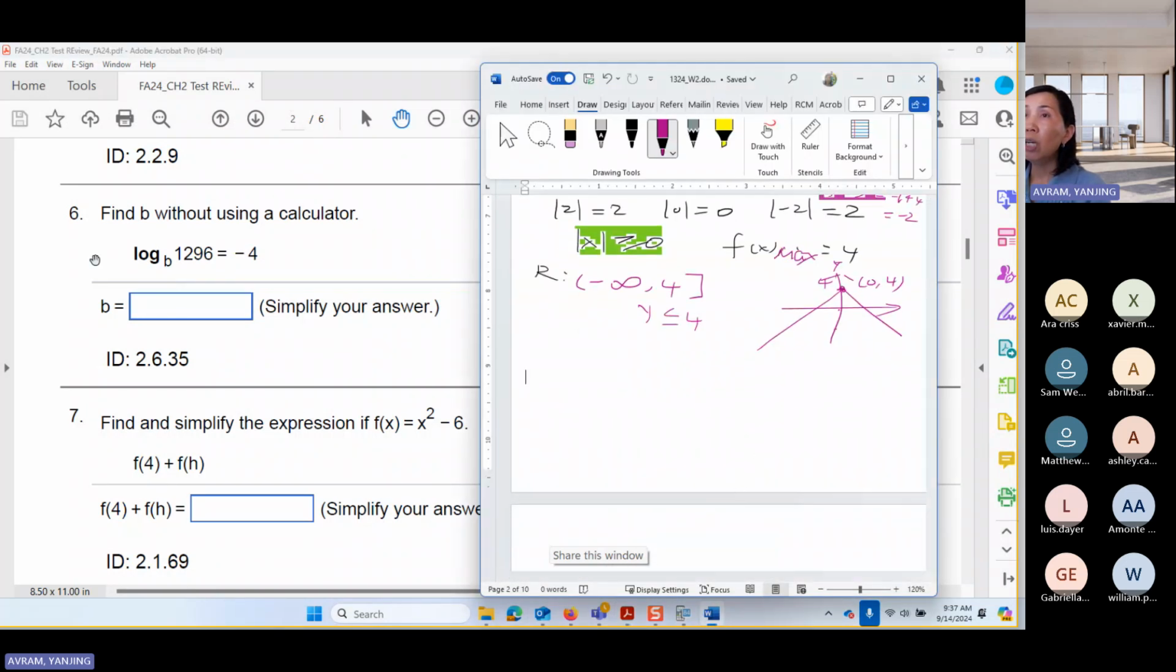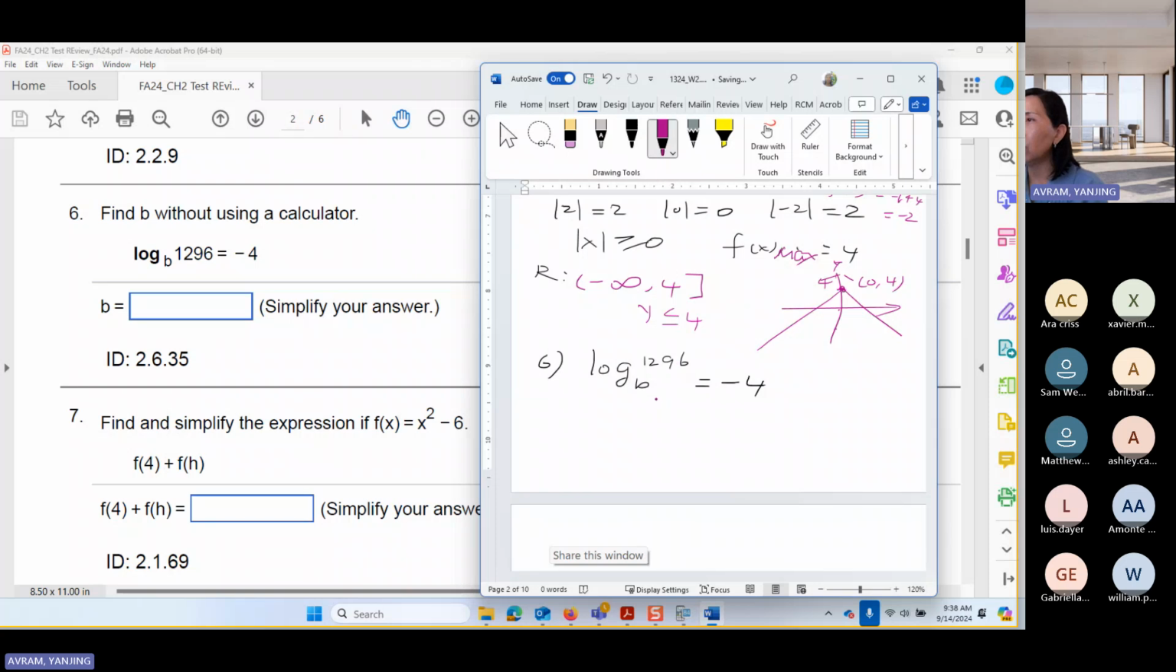Okay, so you want to solve for b without using a calculator. How do you solve for b not using a calculator? We have log base b of 1296 equal to negative 4. That means I will need to convert this into an exponential equation. So how do you convert?